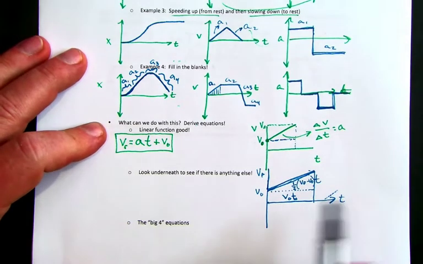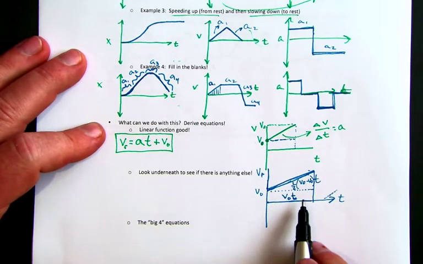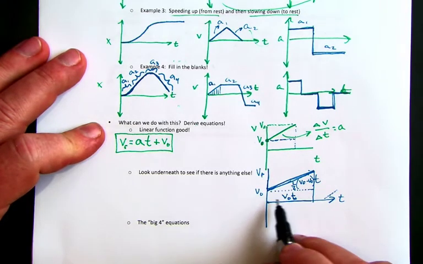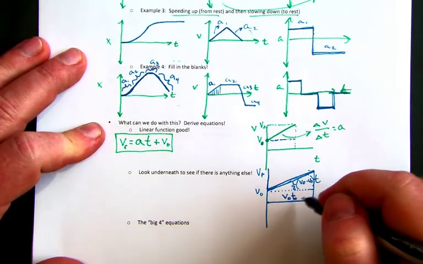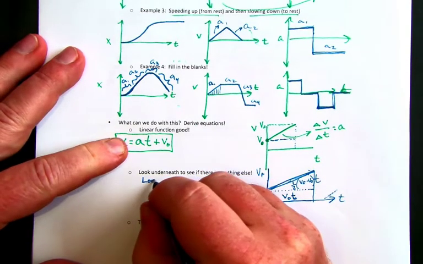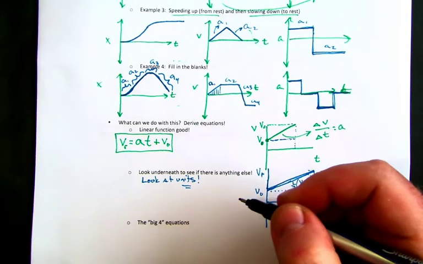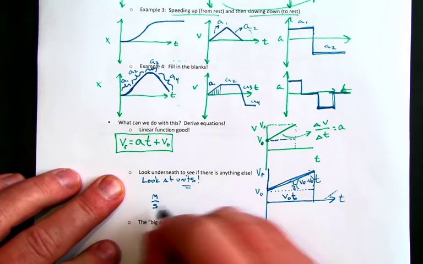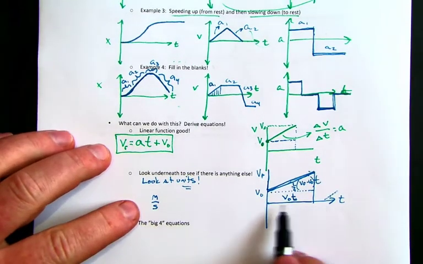Now that begs the question: what does that area represent? Here's what I would do. Let's just look at the units. Let's look at the units of what's underneath this, and let's just look at the rectangle because it makes the math nice and easy. When we found the area, we took the height times the base. The height has units of meters per second, which is what the units of velocity are. The base has units of seconds.